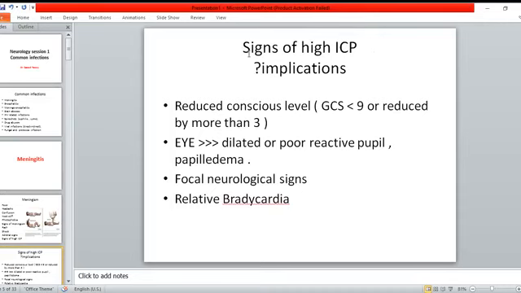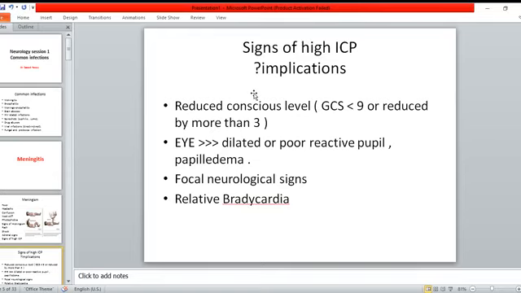What is the implication of these signs? Like we said, a reduced conscious level, a Glasgow Coma Scale below 9, or reduced by more than 3 from the baseline, or the pupil shows poor reactivity to light, or it's a dilated pupil, or there may be some papilledema, or any focal neurological signs, and there may be hypertension and relative bradycardia. So if you have bradycardia, dilated pupil, papilledema, or some reduction in the conscious level, in the context of meningitis, this means that you also have evidence of high intracranial pressure.